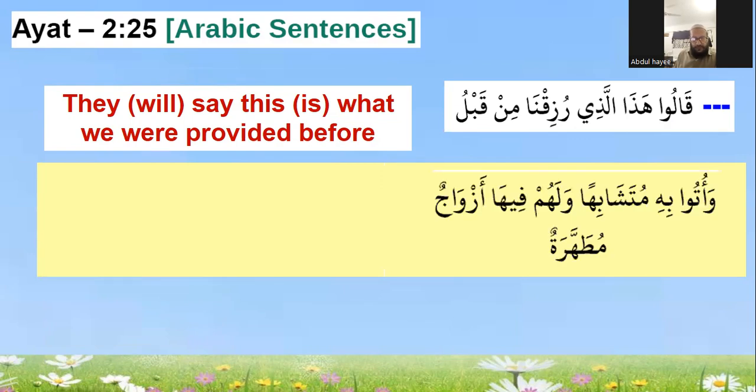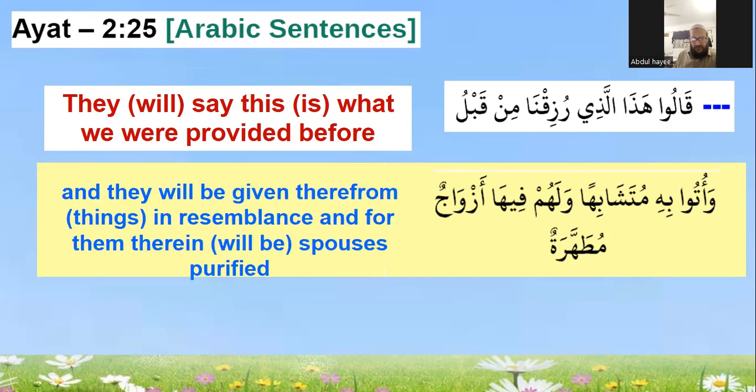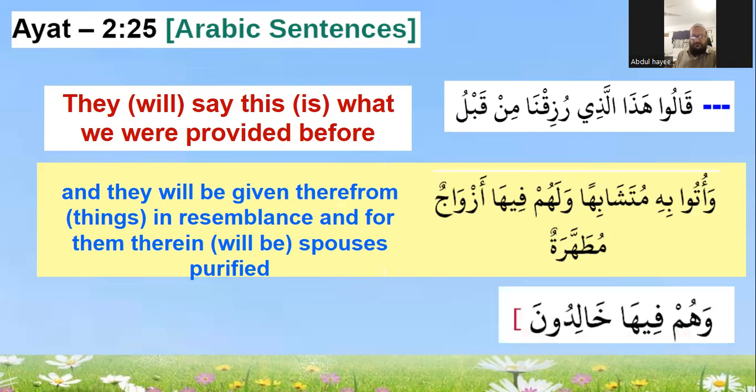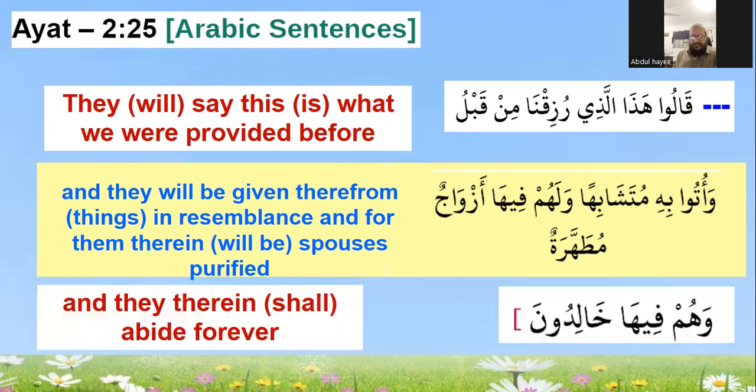وأتوا به متشابها ولهم فيها أزواج مطهرة. And they will be given therefrom things in resemblance, and for them therein will be spouses purified. وهم فيها خالدون. And they therein shall abide forever.